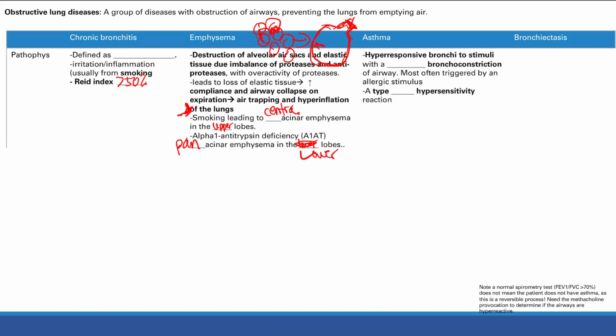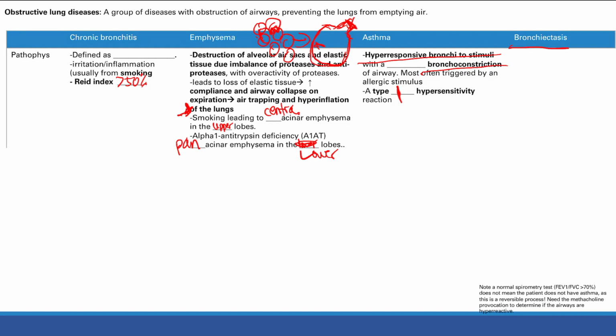Asthma. Asthma, the whole problem here was hypersensitive bronchi to stimuli. And what type of bronchoconstriction was it? That was the key thing. It's a reversible bronchoconstriction. So a lot of times these guys are normal, no problems, and you get an asthma attack. That's why you can't breathe, because you have constriction and obstruction of your lungs, of your airways. Most often triggered by allergic stimulus. And what kind of hypersensitivity reaction was this? This was a type 1 hypersensitivity reaction.